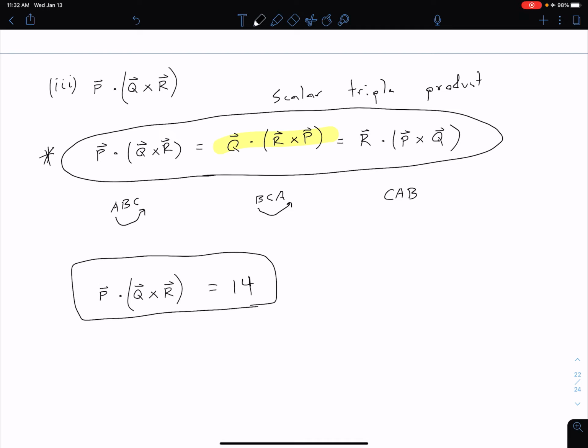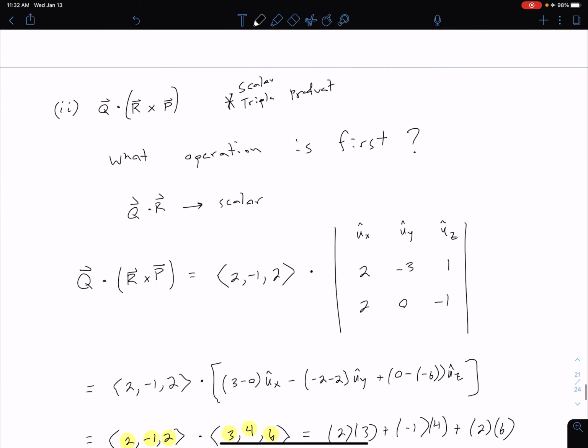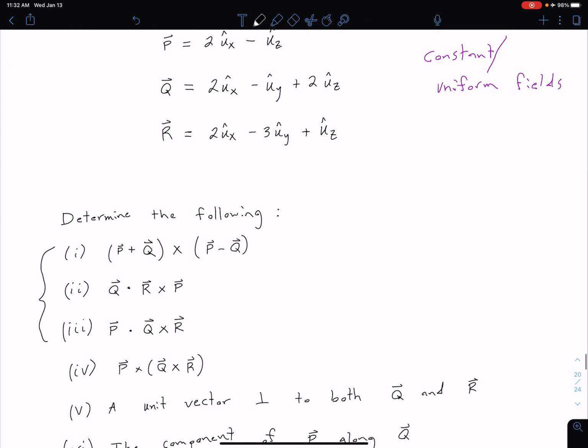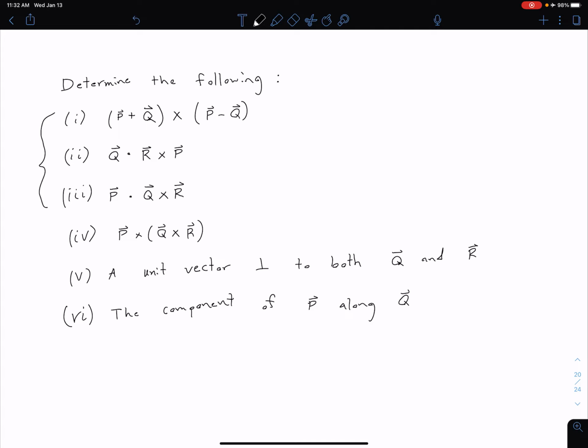So of course we could have gone through and done a cross product and a dot product again, but it's advantageous to be able to use these relationships as shortcuts to avoid work in certain areas. So that's all for this first video. In the second video, we're going to come back and we're going to look at parts 4 through 6 of this example.